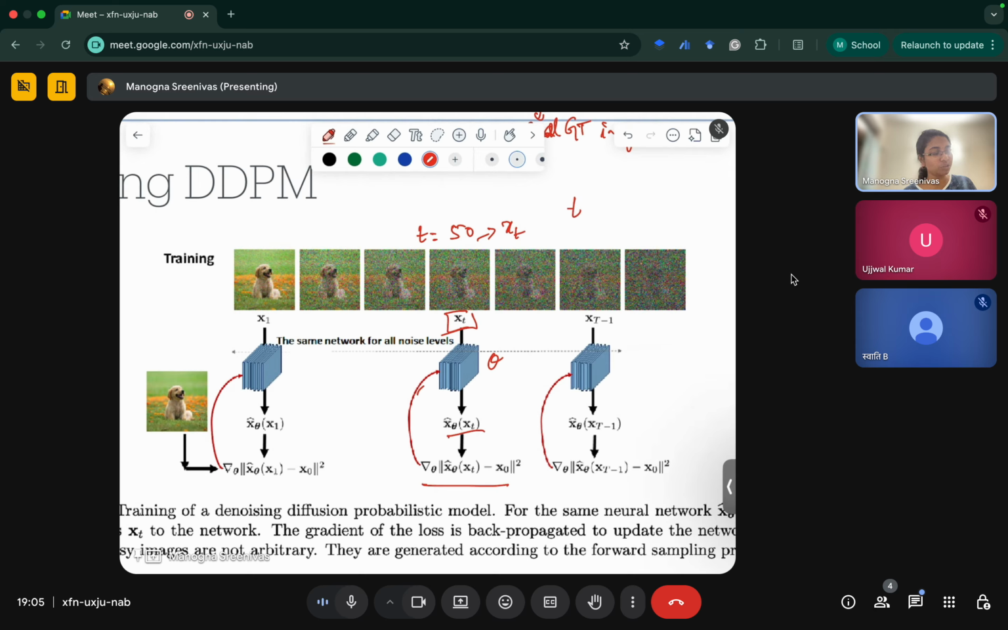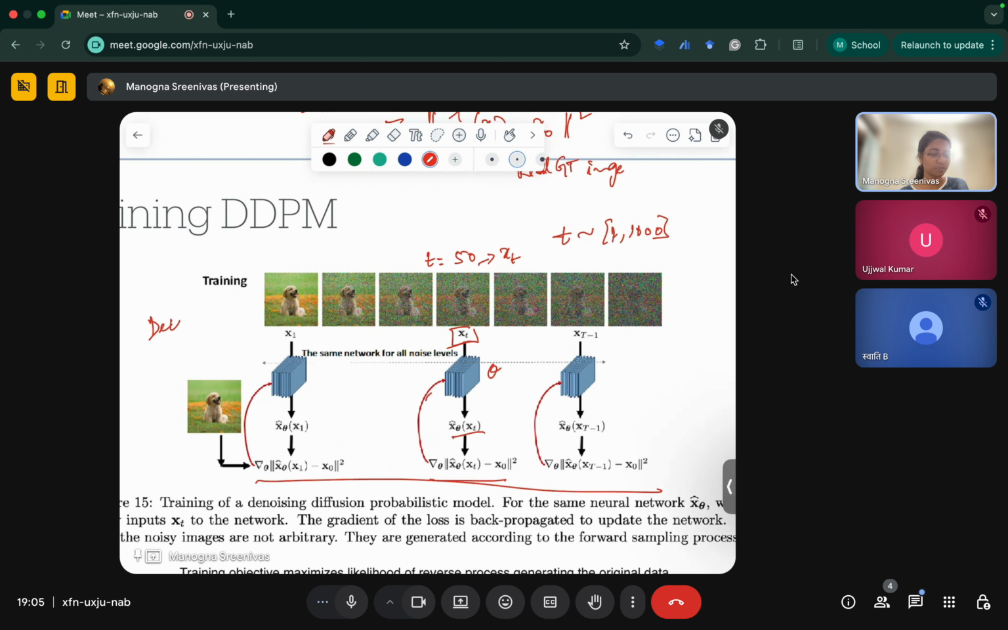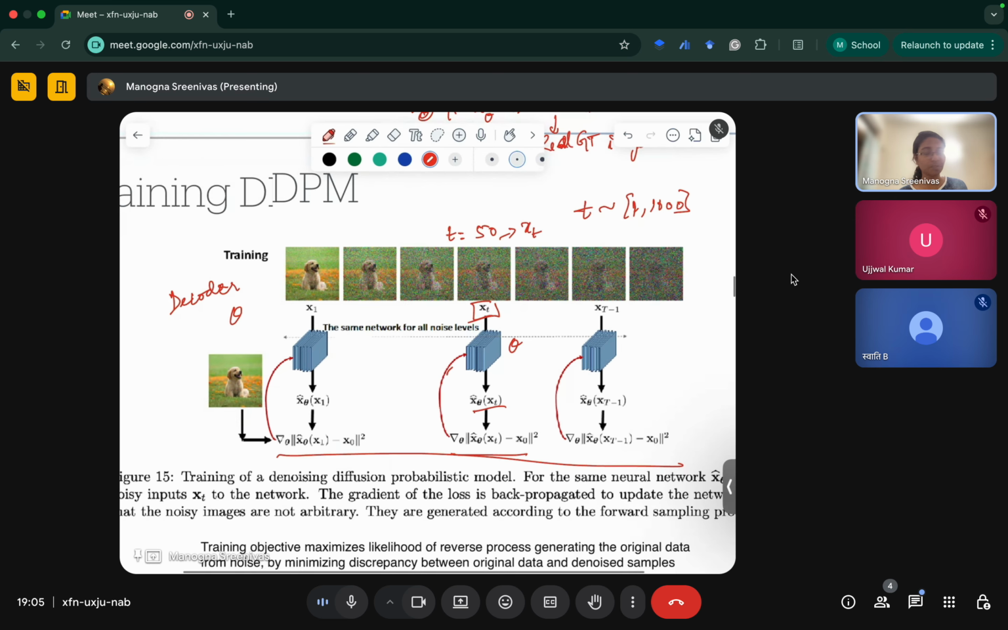So t is sampled uniformly between 1 and 1000, right? It means at whatever stage I give, the network is learning to denoise the image based on the noisy image and the time step. Given that as input, it should learn to denoise it. So this is how you train the decoder. Fine, now we learned how the decoder is trained. What about the encoder? Is there something to train there?